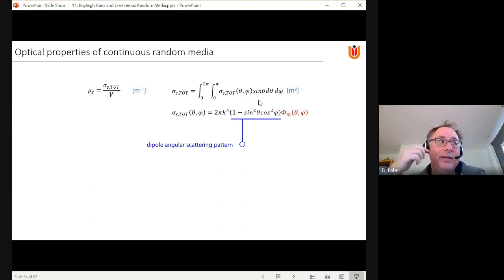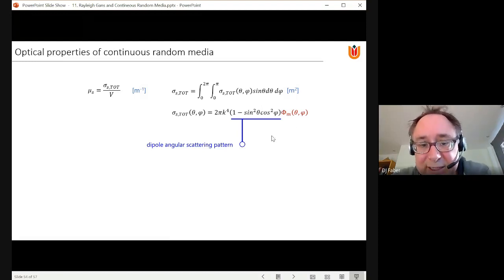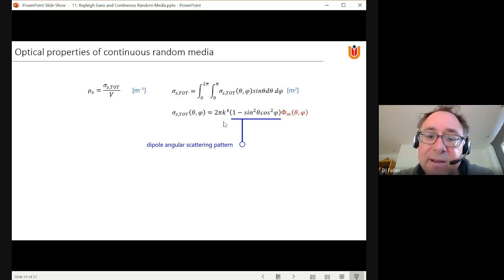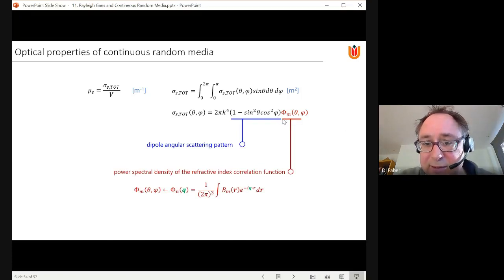In the previous applications, we calculated that using Rayleigh theory or Rayleigh Gans or Mie scattering, but now the formalism for this continuous random medium becomes a little bit different. Since we consider the sample being built up of dipoles, we have a lot of the characteristics of dipole scattering here. This is the dipole scattering pattern. This is the dependence on the wave number to the fourth power, which is also characteristic of it. And then here we have the function that needs to tie this all together.